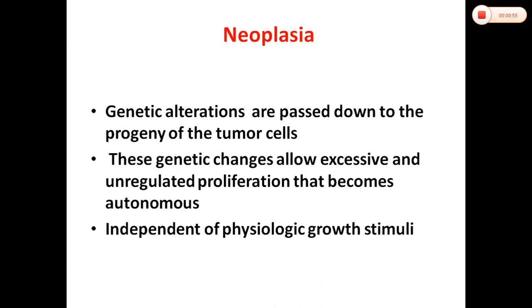The persistence of tumors even after the inciting stimulus is gone results from the genetic alterations which are passed down to the progeny of the tumor cells. These genetic alterations allow excess and unregulated proliferation that becomes autonomous. Autonomous means independent of physiological growth stimuli. That's why even after the stimulus is not there, the tumor cells will proliferate.